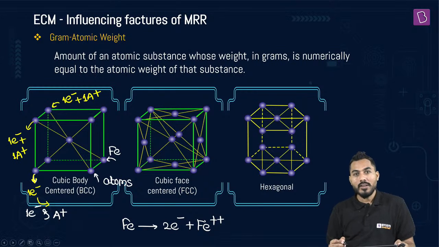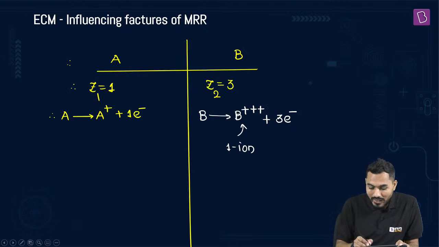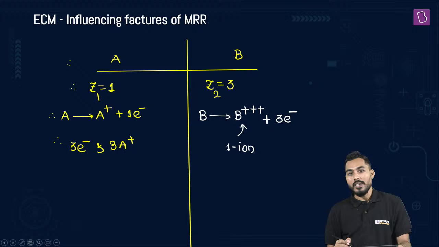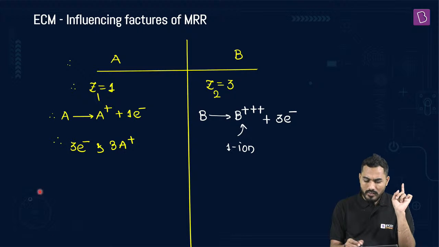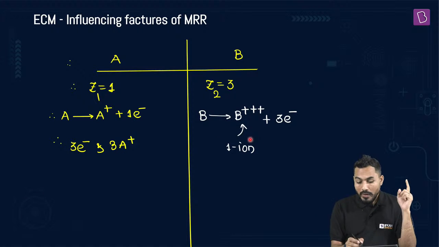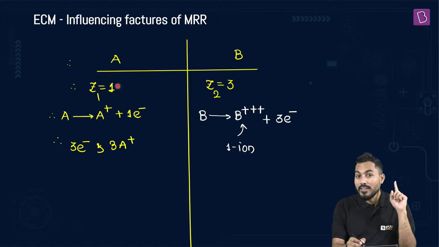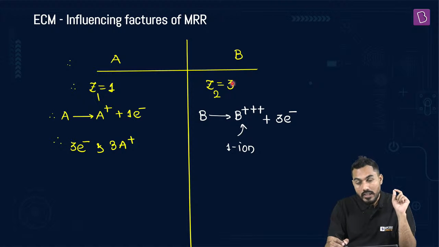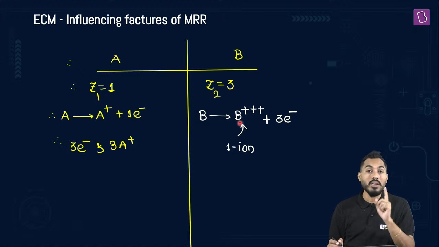Is it accepted, everybody? Yes, which means that in the case of A, if 3 electrons are released, can I say that simultaneously 3 A plus ions are released. So in both cases the number of electrons released is the same, but A has a valency of 1 and releases 3 ions, whereas B has a valency of 3, so when it releases 3 electrons, it releases only 1 B plus plus ion.